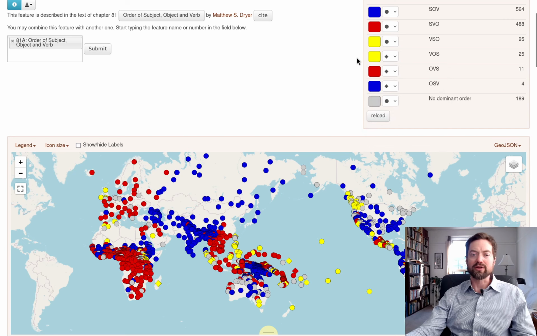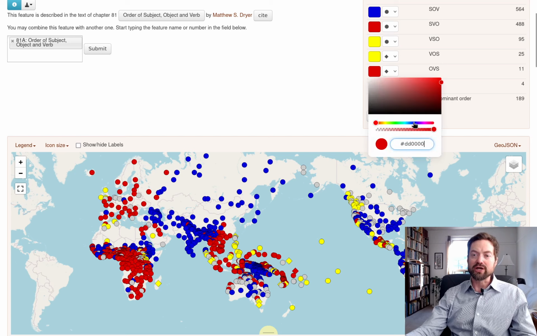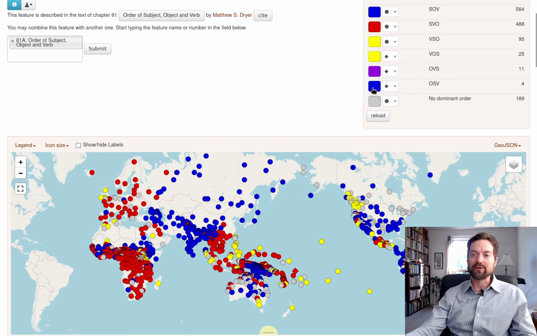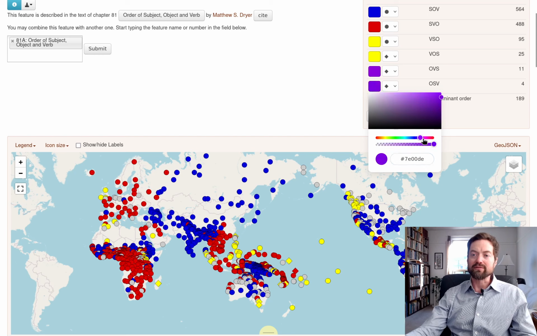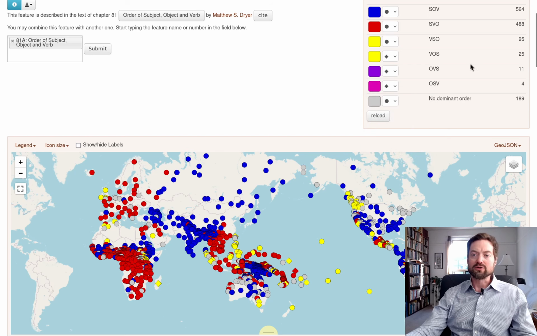Anyway, you can play around and make the distribution more pleasing. I think they could have used more than 3 colors. In fact, I think the ones that need to change are these, because these are kind of rare ones. So we'll give it a fancy purple, and OSV we'll give a pinkish purple kind of thing, because those are rare.